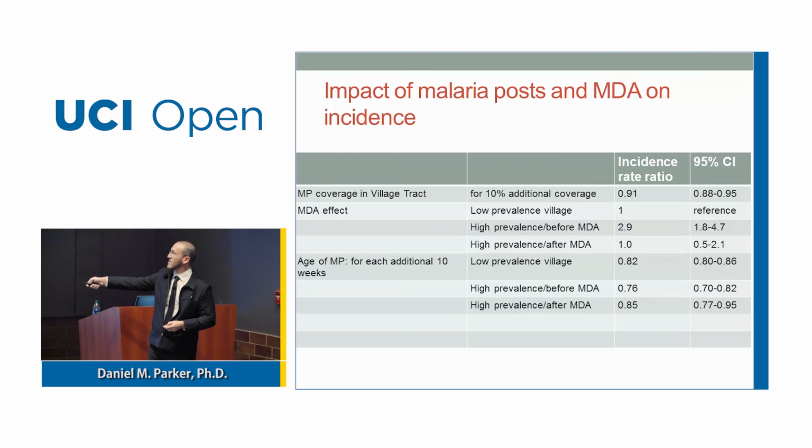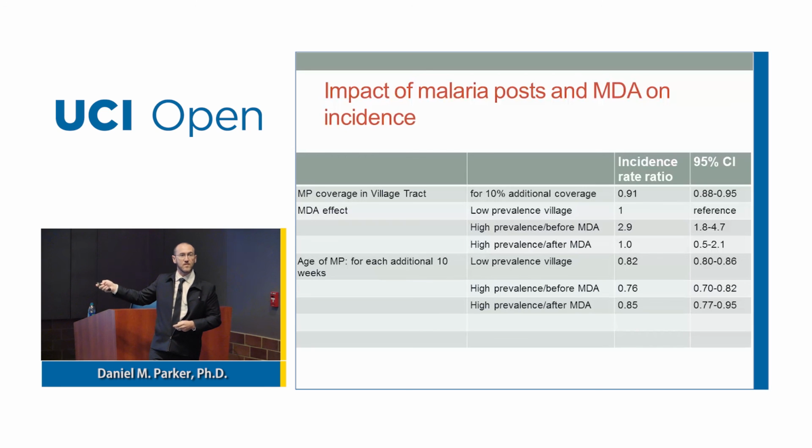So the first thing we look at is MP coverage in a village tract. This is an administrative unit. And we say for every additional 10% in coverage, so every increase in 10% of the villages within that tract that have malaria posts, you see a 10% decrease in the incidence of PF malaria. So being surrounded by malaria posts is actually protective.